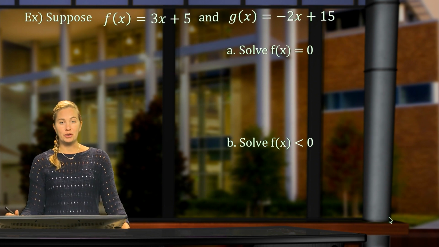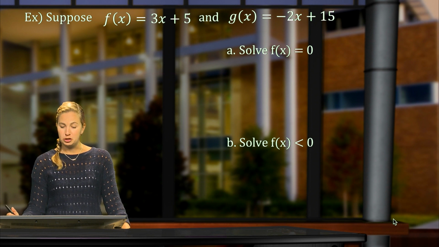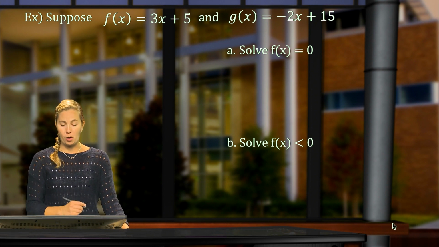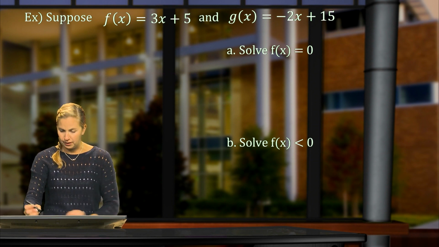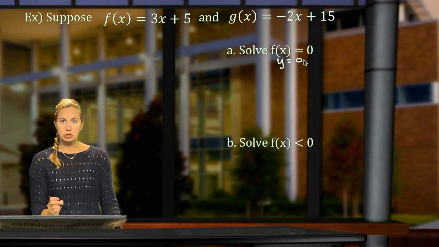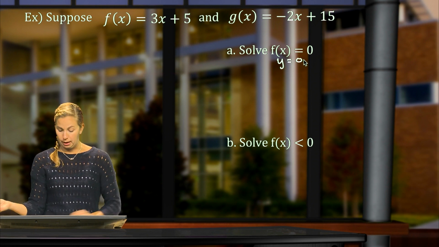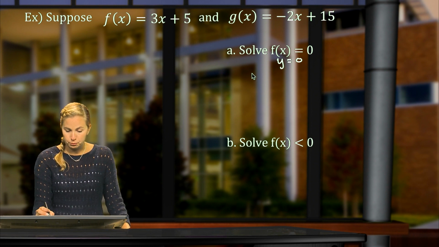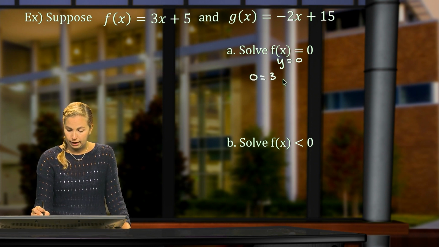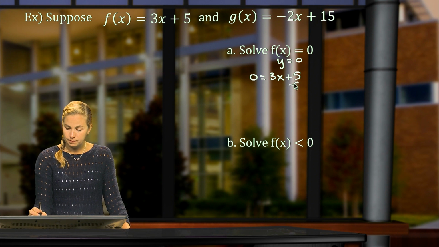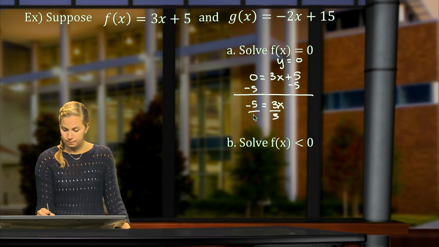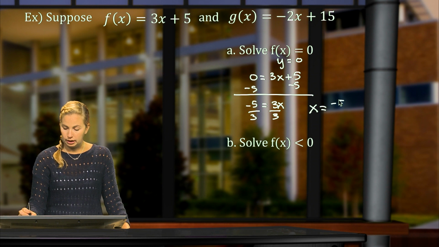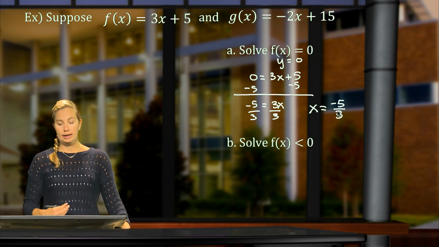Given f of x equals 3x plus 5 and g of x equals negative 2x plus 15, we're going to solve a couple problems. First, we want to solve where f of x equals 0. Again, this is just finding where y is equal to 0. These are also our x-intercepts. So solving algebraically, we get 0 is equal to 3x plus 5. Subtract 5 from both sides. 3x equals negative 5. X is equal to negative 5 over 3. So that's where our x-intercept is going to be.